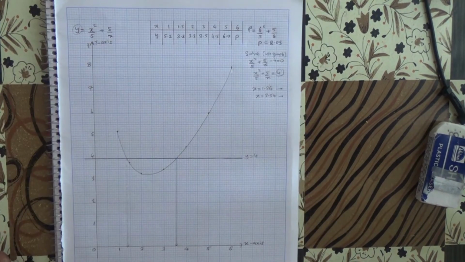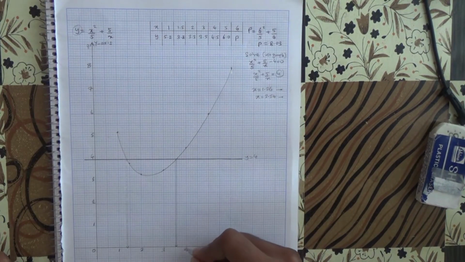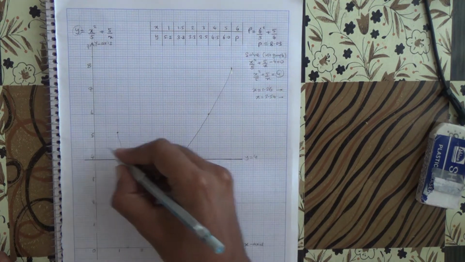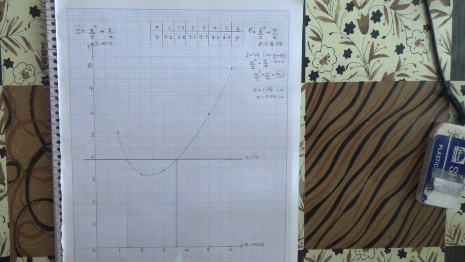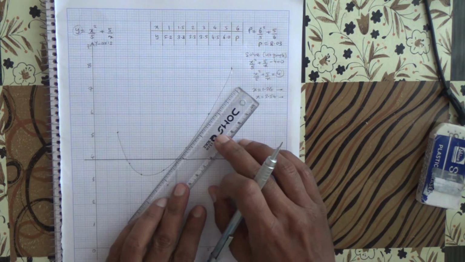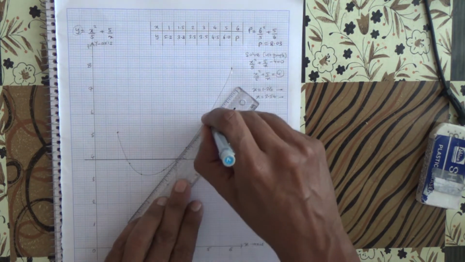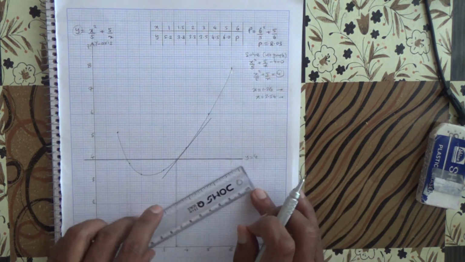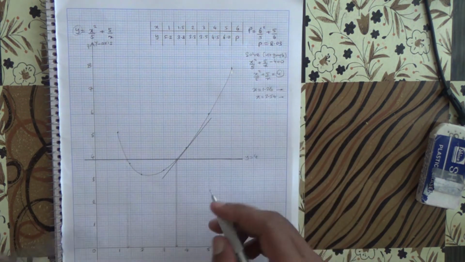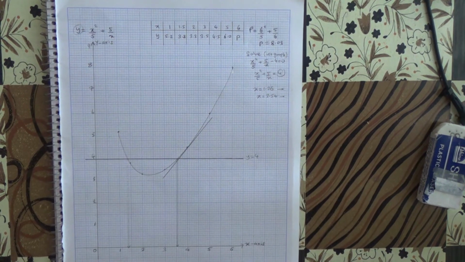To draw the tangent at 4 and 4.5, this is 4, and then 4.5 is here. So 4 and 4.5 is over here. So we're going to draw a tangent right away. So this is your tangent, and now we need to find the gradient at that point.